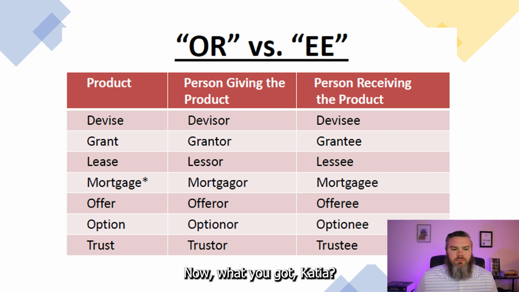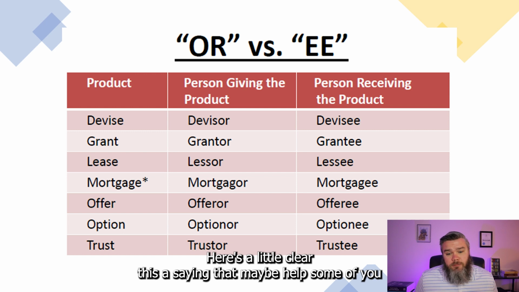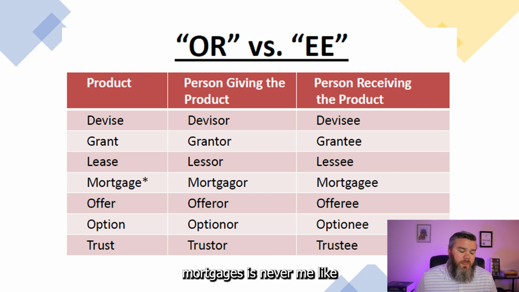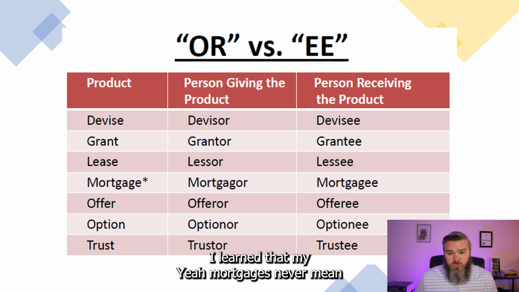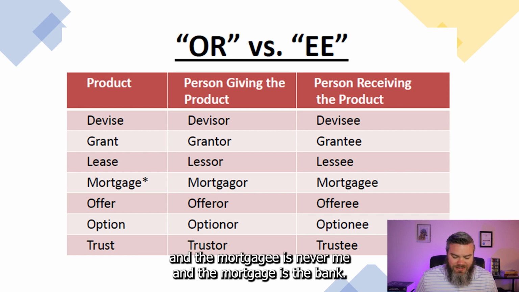Yeah. What you got, Kadia? Yes, great. Here's a little saying that maybe helps some of you. Mortgagee is never me. There you go. I learned that in my last class. Yeah, mortgagee is never me. That's exactly right. The mortgagor is the borrower, and the mortgagee is never me. And the mortgagee is the bank.